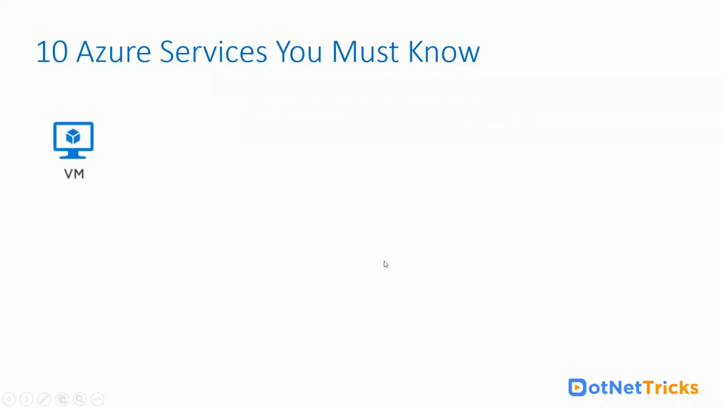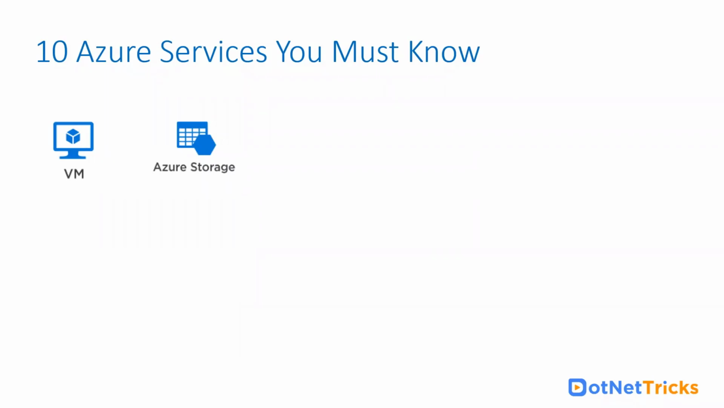Okay, so the first Microsoft service is the virtual machine. When it comes to deployment, we mainly use a virtual machine. You need to know how to create and configure the virtual machine and how we can deploy the code there. The second important service is Azure Storage.